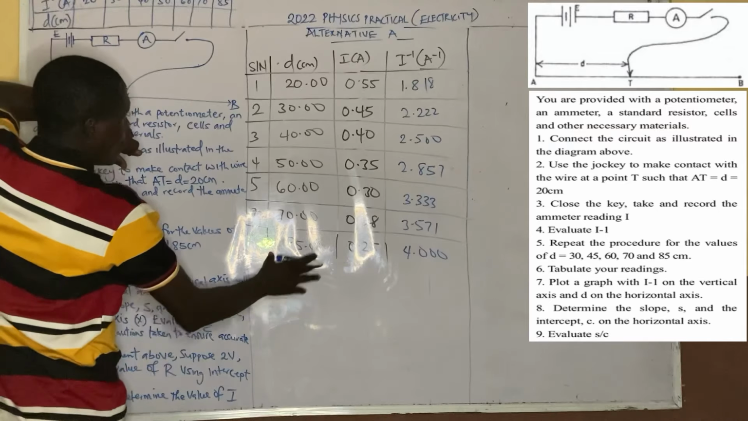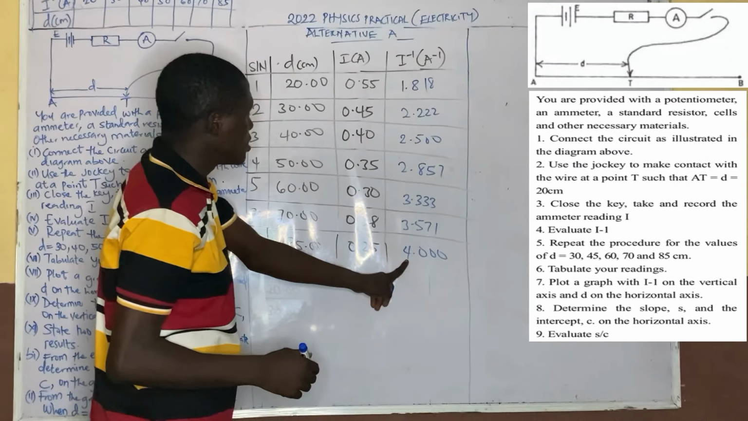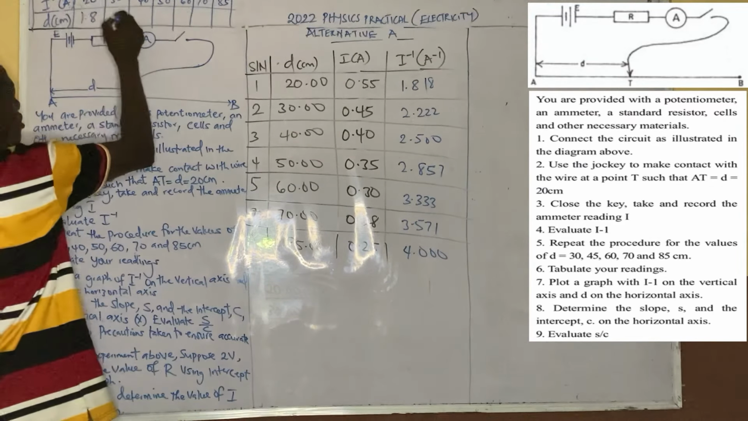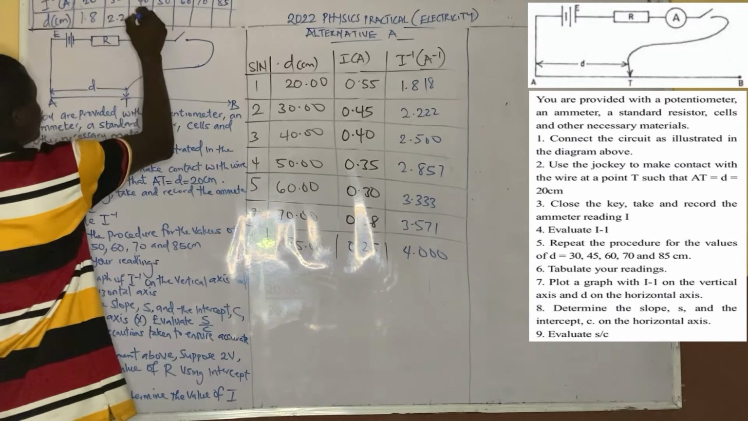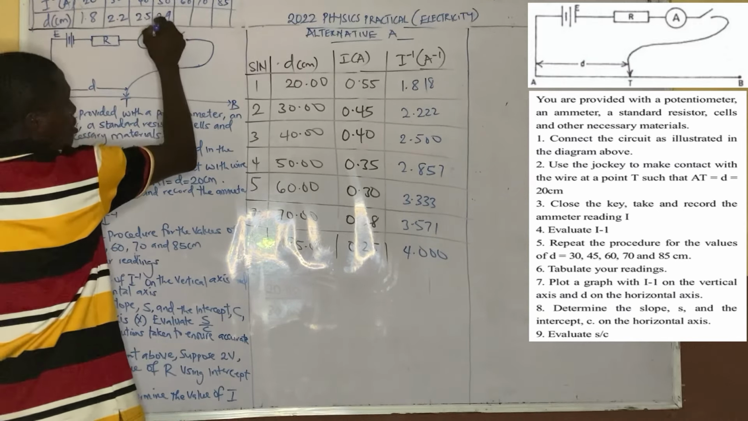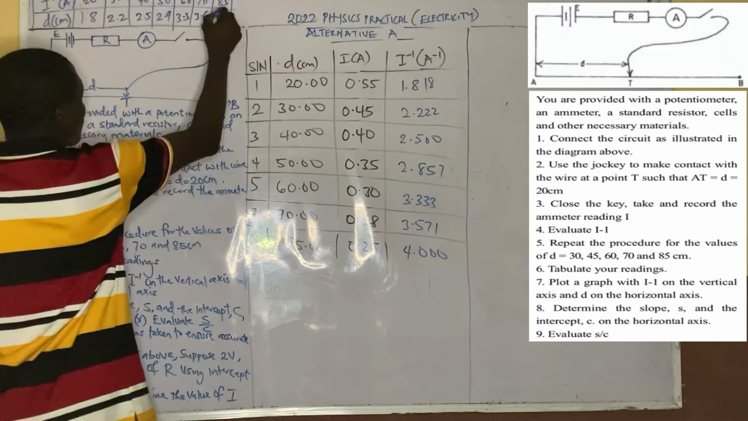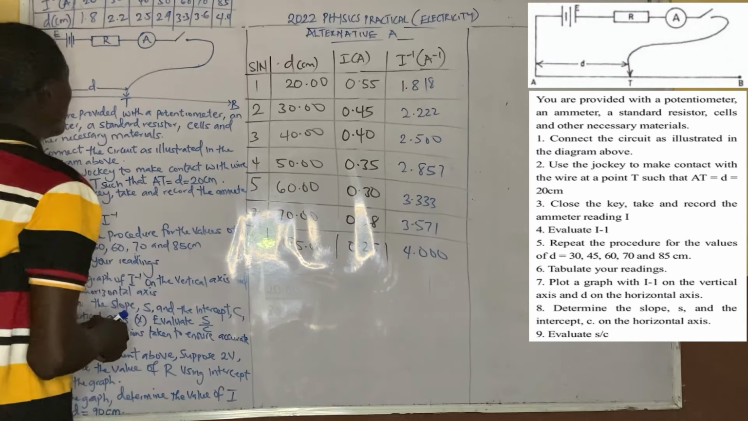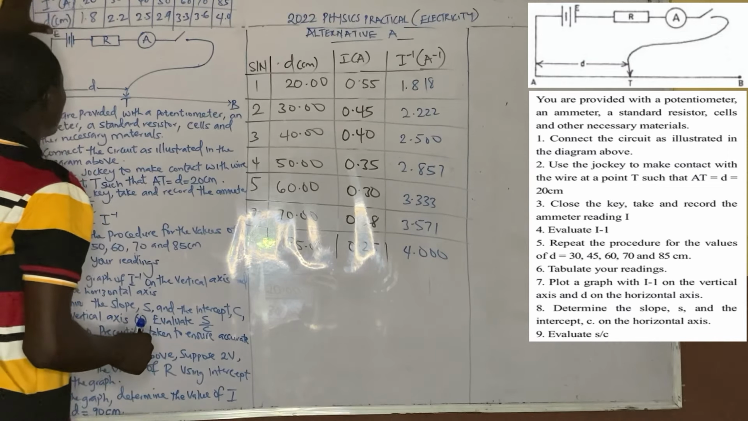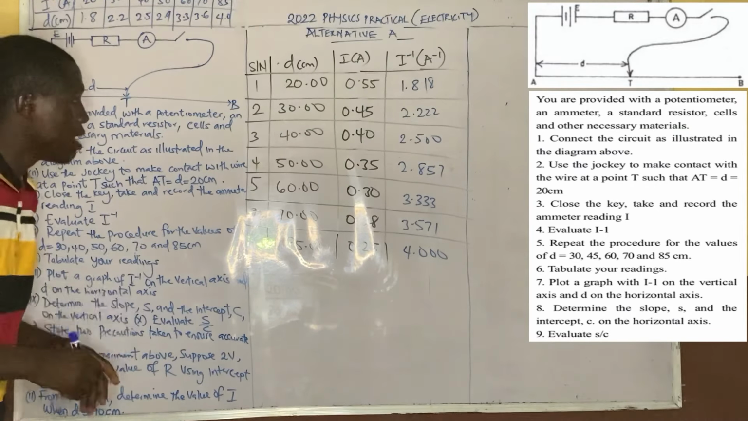Now from here, you can see that the highest value here is 4.0. So we can present this one to one decimal place. So we have 1.8, 2.2, 2.5, 2.9, 3.3, 3.6, then 4.0. So this is the table that we are going to use to plot the graph. These are our values for plotting the graph.